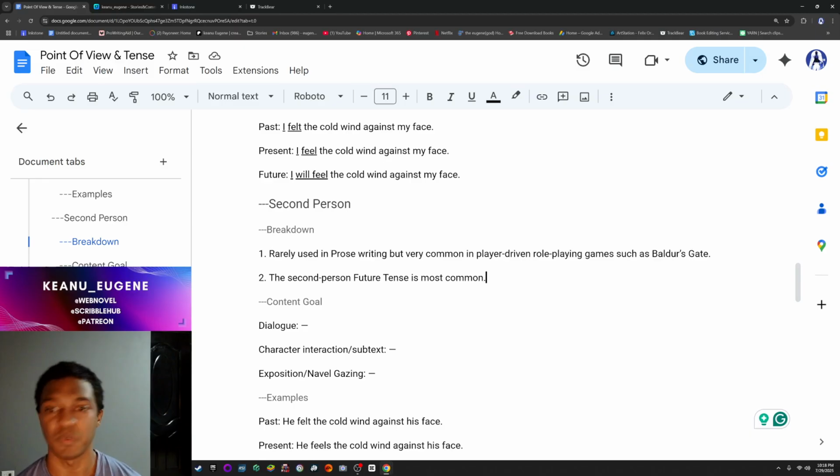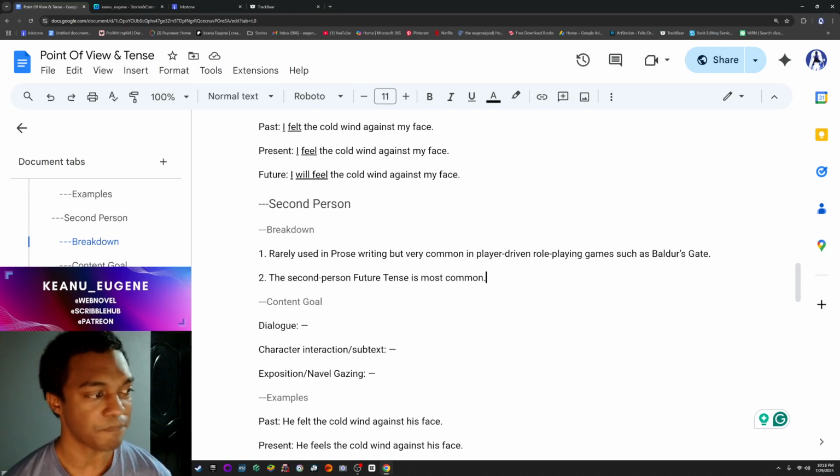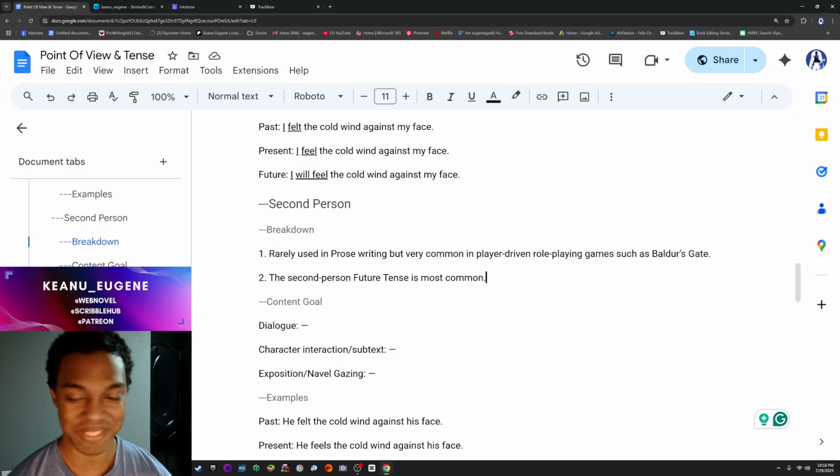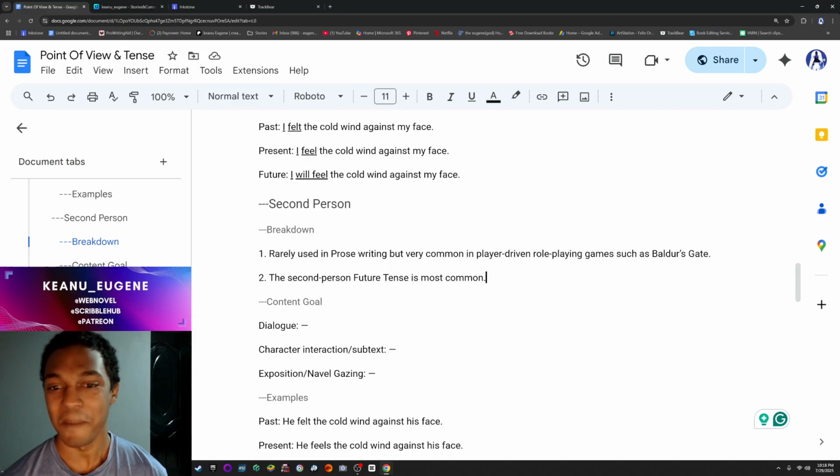So part one, rarely used in prose writing, as I just explained, but very common in player-driven role-playing games such as Baldur's Gate 3. And I'm playing Baldur's Gate 3 because it's very popular right now, right? But dating simulators also have this kind of stuff where they're like, you see her crying on the bench or something like that, I'm guessing. I've actually never played one, but I've seen some ads.